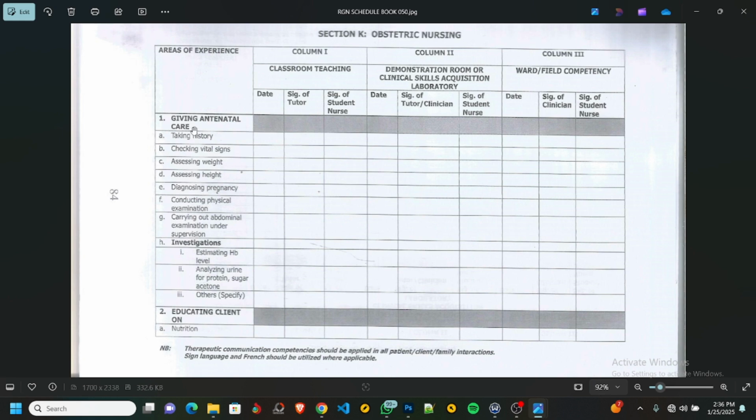And then you imagine that we have antenatal care, you also have investigations, then you have educating clients on nutrition and the likes. So in your clinical schedule book, you have a whole lot of things that you are supposed to go through, and that is what we expect you to do. Okay, so let's look at the next one.